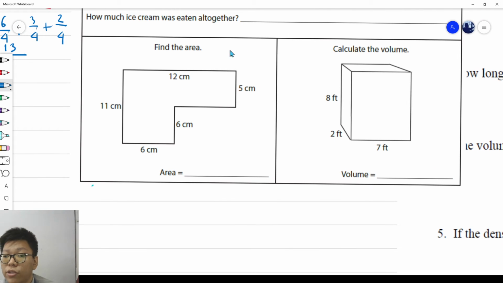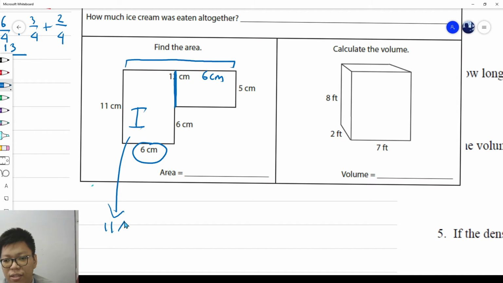Okay, so to find the area of this, you can make it two rectangles. Wait, this is 6 and this is 12. So I believe you'll find that this is 6. The first rectangle here, the area will be 11 times 6. The other rectangle here, the area will be 6 times 5. Let me repeat, 11 by 6.